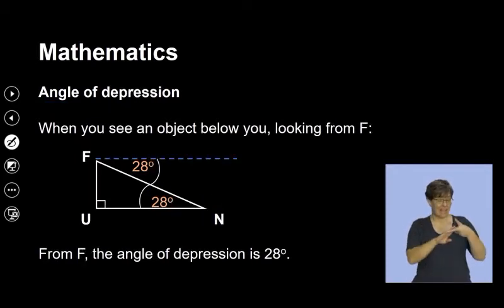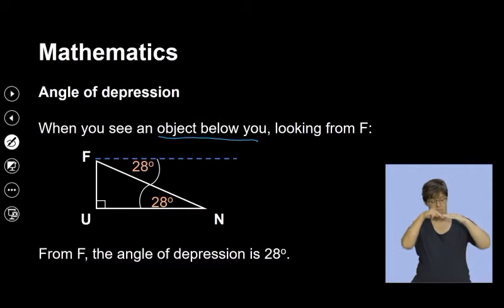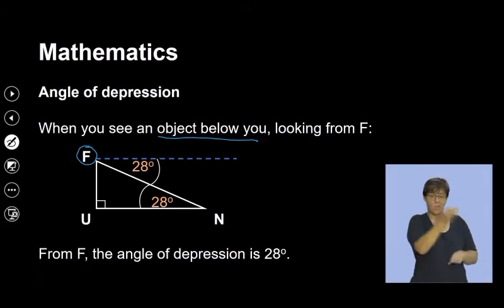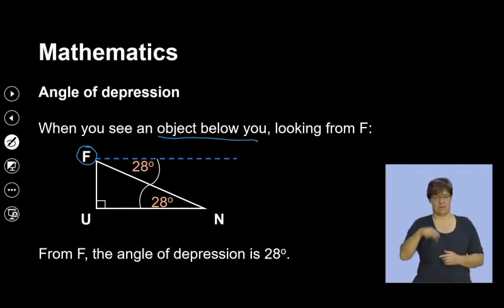The second angle will be the angle of depression, which is when you see an object now below you, looking from F. So remember this, the example I made was when we were talking about a swimming pool and you're looking at maybe a coin inside there, or you're seeing something in the pool and you want to jump in to go and fetch it. The angle that you are seeing it at, we call it the angle of depression. Now remember that these sides are parallel to one another, making the two angles alternate. Hence, the angle of depression will also be 28 degrees.